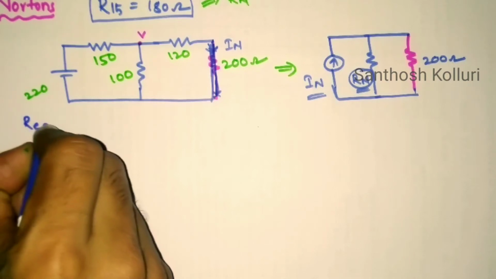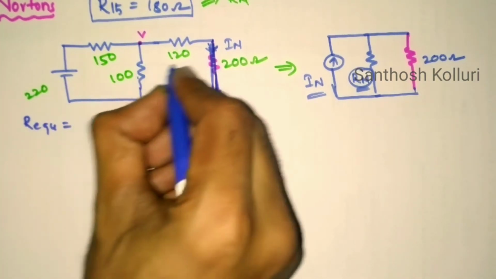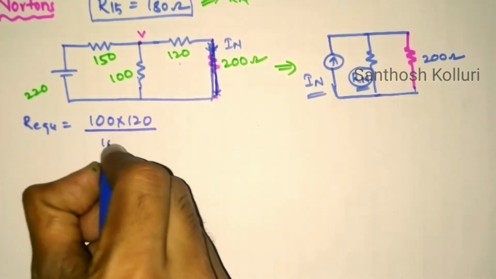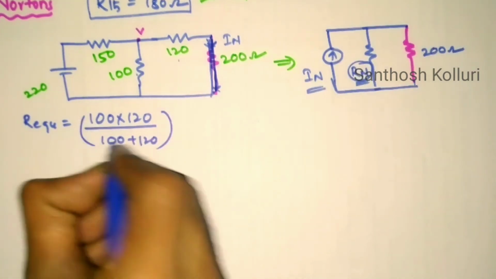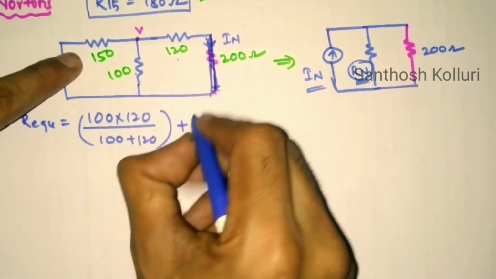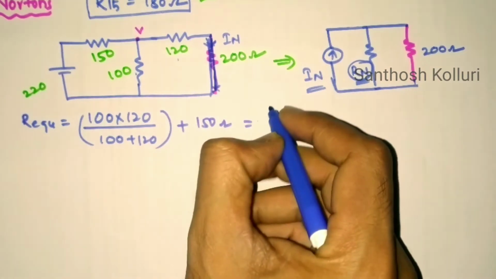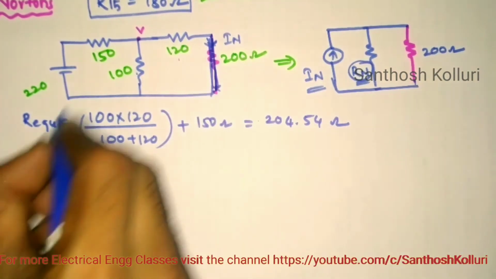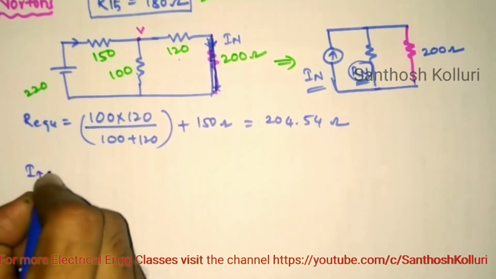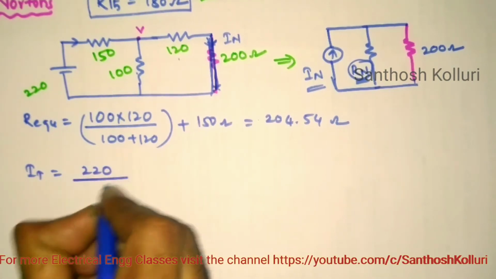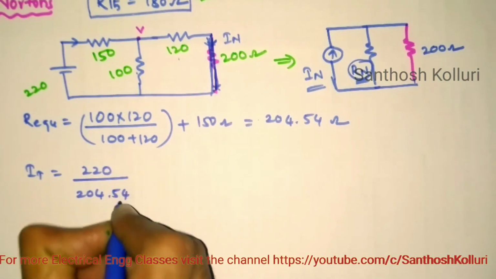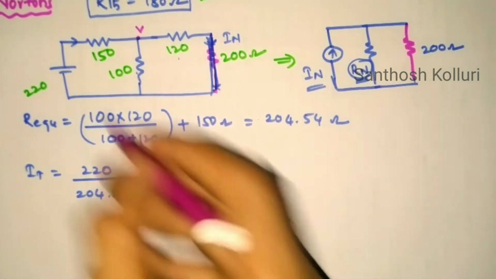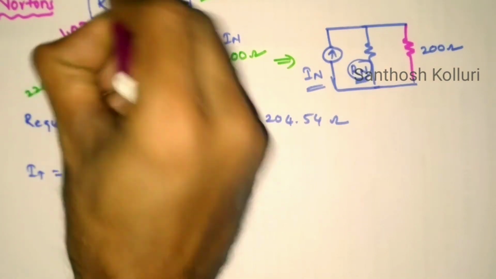First of all I am calculating the R equivalent value. These 100 ohms and 120 ohms are in parallel, so 100 into 120 divided by 100 plus 120, and this entire equivalent value is in series with this 150 ohms. So this will be 204.54 ohms. Now I want to calculate the total current flowing through the circuit, which is 220 divided by 204.54. So this is 1.07 amperes, the total current flowing through this circuit.